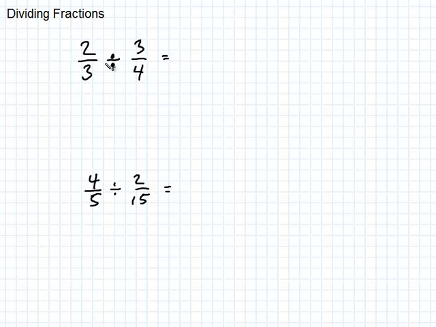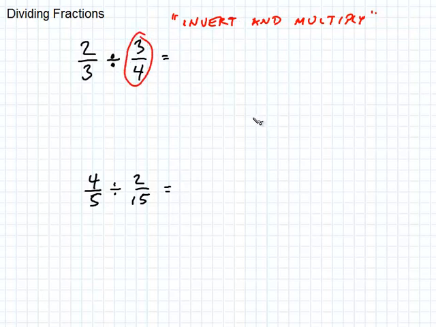When you come to a division problem and you have fractions, the rule is called invert and multiply. Let me write that down. Invert means to turn something upside down. So we're going to take the second fraction here and flip it upside down and then change the division into a multiplication. So I have to rewrite the problem. I'll write 2/3 times 4/3.